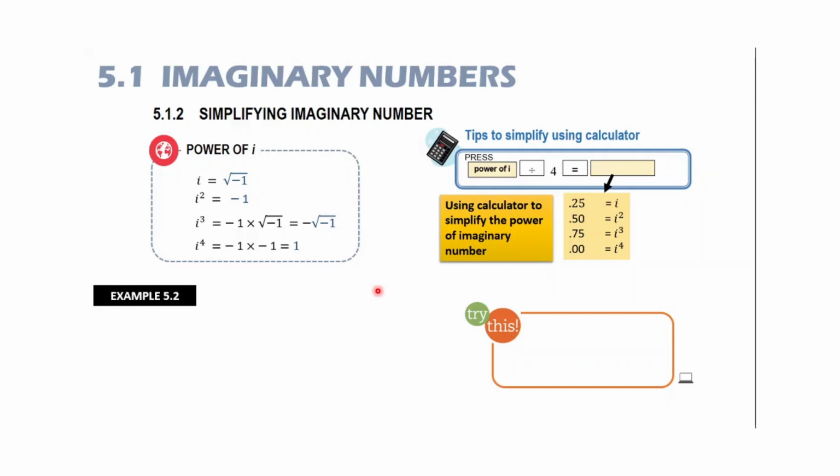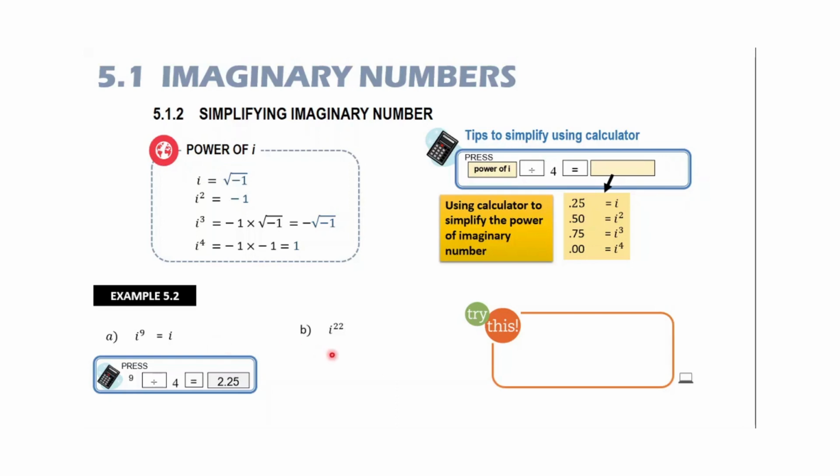Example 5.2. We have i to the power of 9. We want to simplify the imaginary numbers. It takes the power of i is 9. 9 divided by 4, you get 2.25. See, look at the back. Perpuluhan dia ialah 0.25. 0.25 equal to i. So, i kuasa 9 ini sama dengan i. That is called simplifying imaginary number. Boleh faham? Kita tengok contoh yang seterusnya.